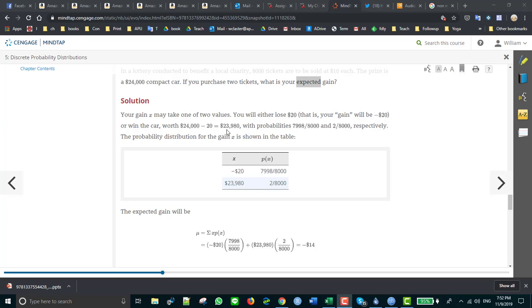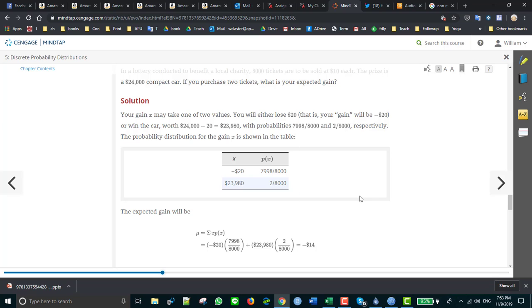It's this. So now we can see that there are 2 possibilities. One is that you don't win the car, and that means you just spent $20. And the other is that you do win the car, which means you get the car, but you still spent the $20. So this is your net amount.